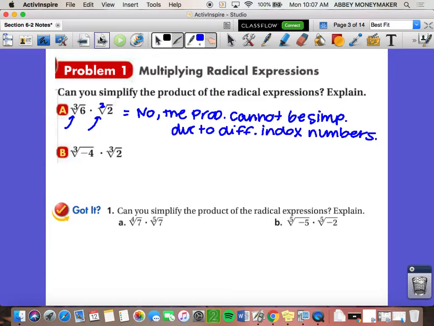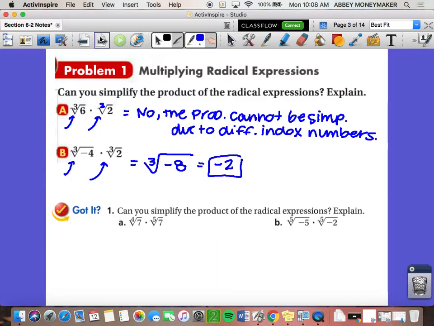On part B, we notice that we do have the same index number, so we actually can multiply them together. That would give me the cube root of -4 times 2. That gives me -8, and that can actually be simplified. As we looked in the last section, the cube root of -8 gives me -2. So if it can be simplified, go ahead and simplify it. That will help us out a lot.